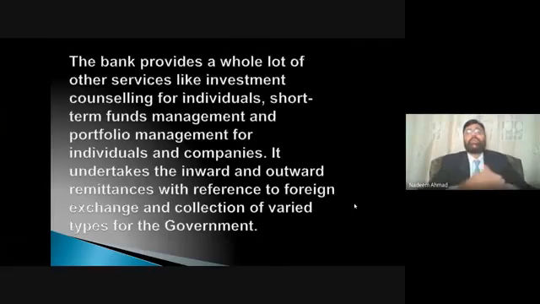The bank provides a whole lot of other services like investment counseling for individuals. Sometimes you have to make an investment, and everything would be provided to you by the bank. Short-term funds management is there, and portfolio management for individuals and companies. It undertakes inward and outward remittances with reference to foreign exchange and the collection of varied types of government payments. And these are the things which the bank provides you.